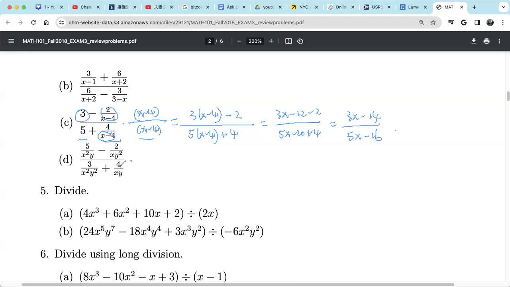This one: x squared y, x y squared, x squared y squared, xy. So we're going to multiply by x squared y squared divided by itself. Then x squared y cancels, so we'll have 5y. 5 times y, minus 2 times x, divided by 3 plus 4xy.